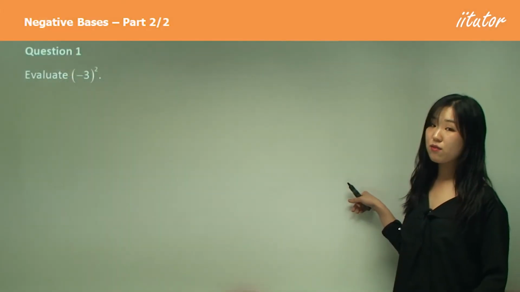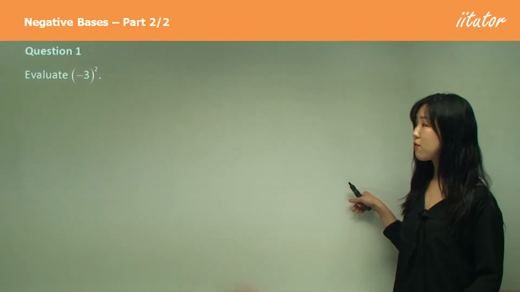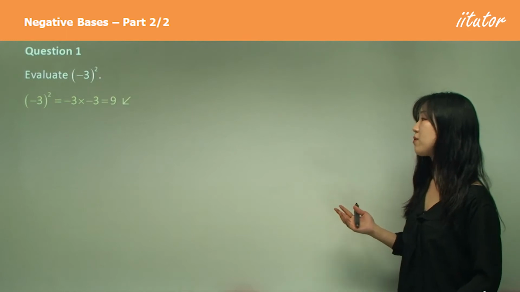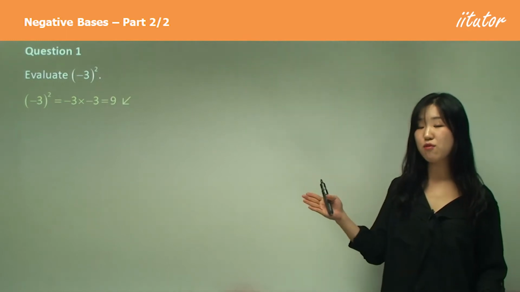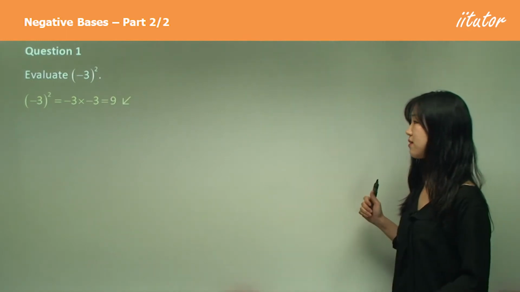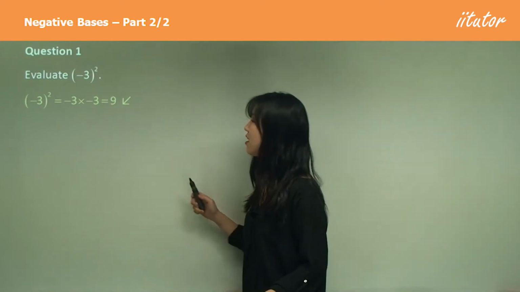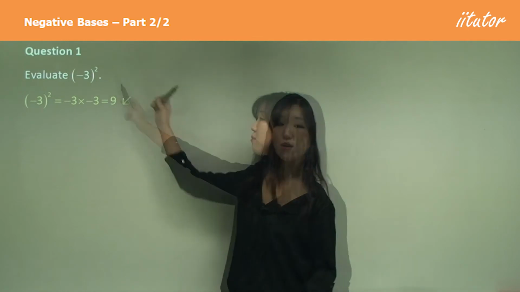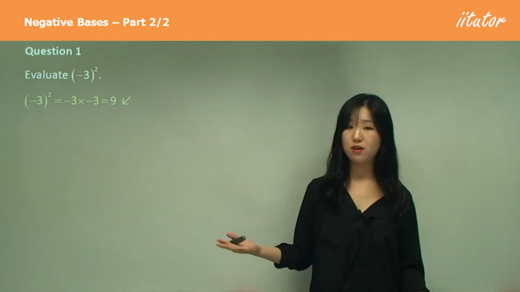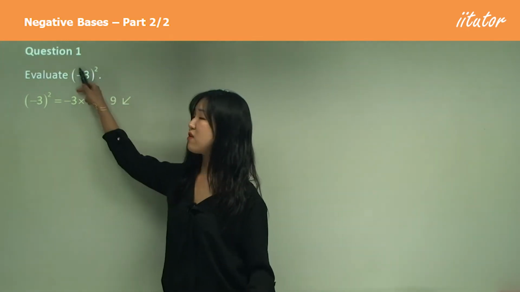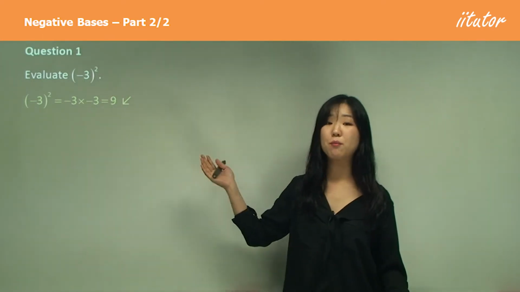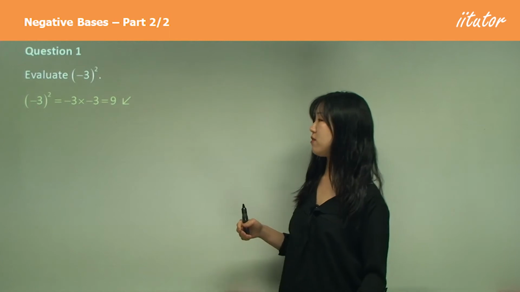So evaluate negative 3 squared. Negative 3 squared is the same as negative 3 times negative 3, which becomes positive 9. Negative negative makes a positive, and 3 times 3 is 9. And as you can see, guys, the power is even. Remember how an even power always makes the outcome positive. So whatever the base is, even if it's negative like what we have here, an even power will make the outcome positive. That's why we have positive 9 here.